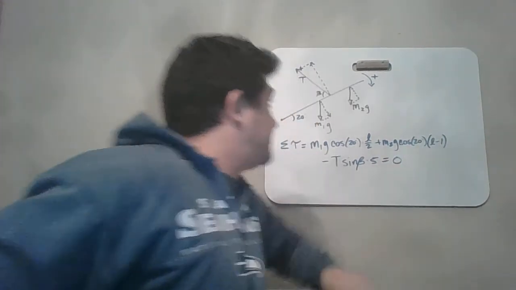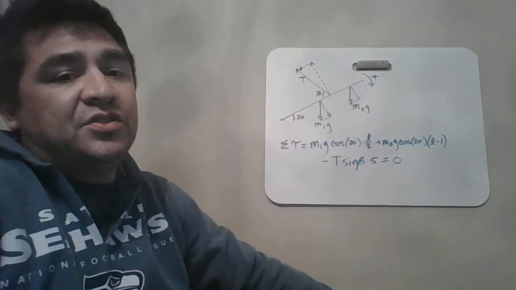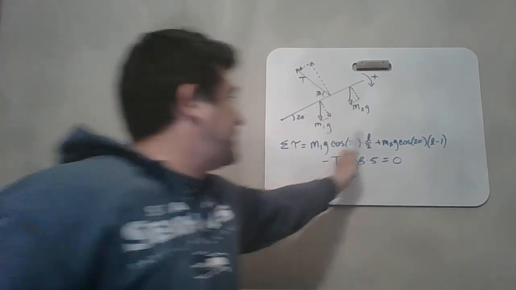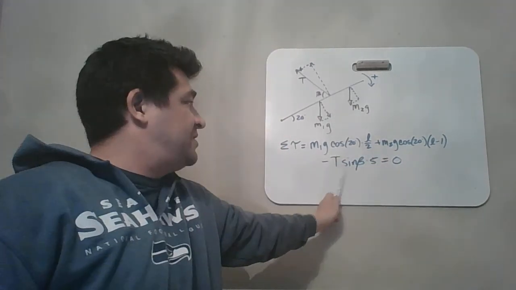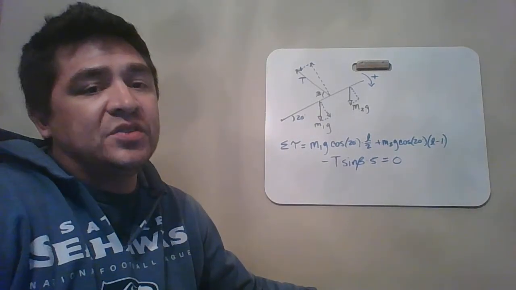So those are both positive torques causing the bridge to want to rotate or fall downwards. But the string and the tension is what's holding it up. So then I got a new line here. So plus, plus, minus then the tension sine beta times 5. And that is then the torque that's holding everything up.